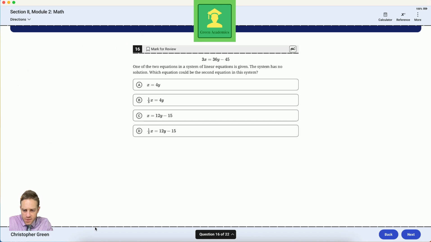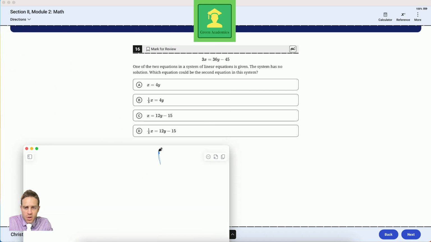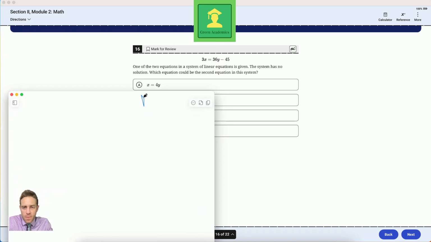3x equals 36y minus 45. The system has no solution. Which equation could be the second? Okay, so for a system of two lines to have no solution, they have to be parallel but not the same line. So I'm going to carefully put this in slope-intercept form by solving for y.